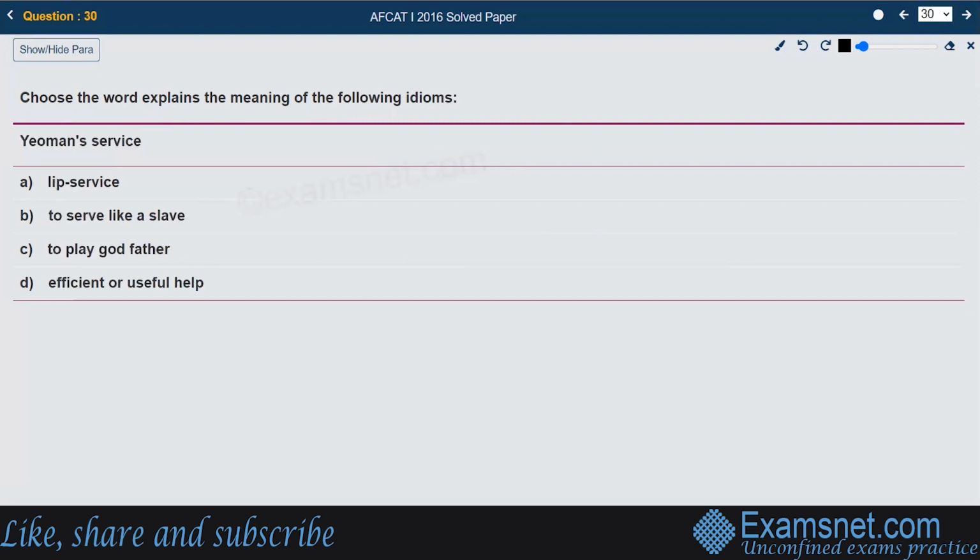Next is yeoman service. The phrase is yeoman service, and the right answer is an efficient or useful help. If somebody is offering the right help that is required at that point of time, we will call it that he has offered me a yeoman service. What is exactly required, he has offered you that, and that is beneficial for you. So the right answer is D.